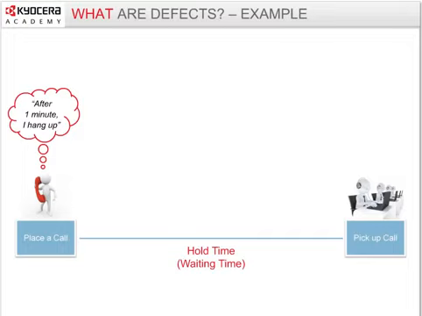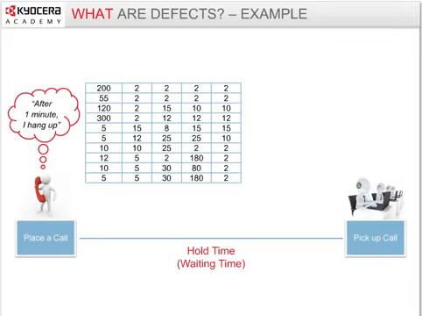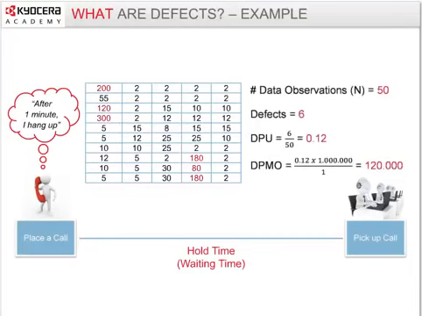Now that the service manager knows the measurable requirement, also called specification limit, that is 1 minute, he again looks at the sample data he collected to see if the process meets the customer requirement. When going through the sample data, the service manager identified 6 values, or hold times, that exceeded the customer requirement of 1 minute or 60 seconds. As these values are not acceptable to the customer, we call them defects.